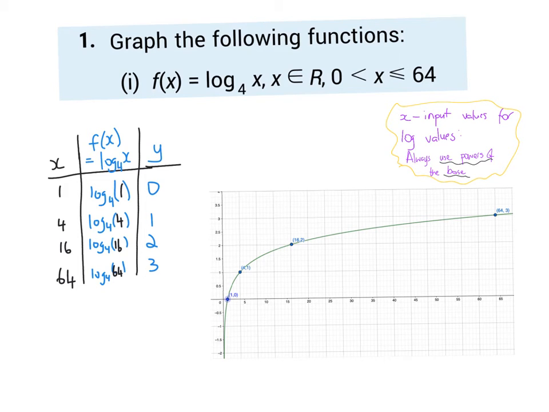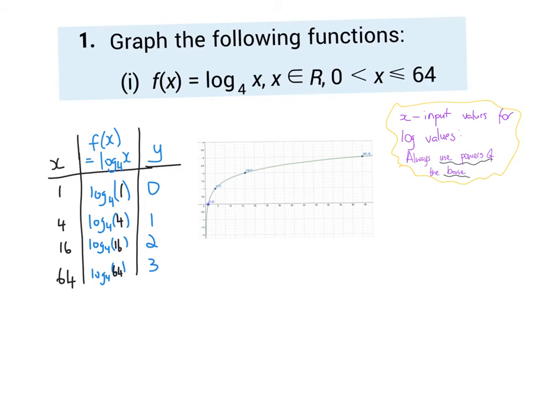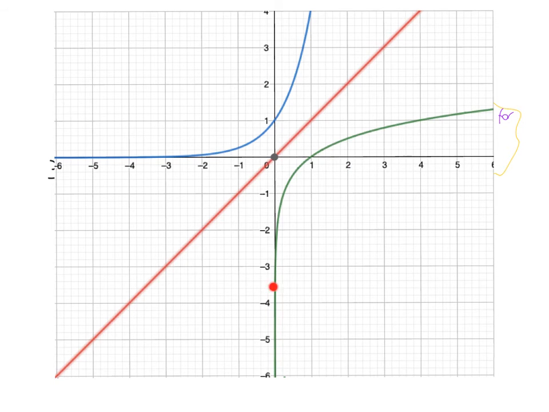If we draw a second graph here, this is our graph, just zoomed in on. This is the function 4 to the power of x, so I'm just going to write in that function here. This here in green is our log x to base 4. We can see that they are symmetrical, or opposite to each other, and the line of symmetry is the line y equal to x.